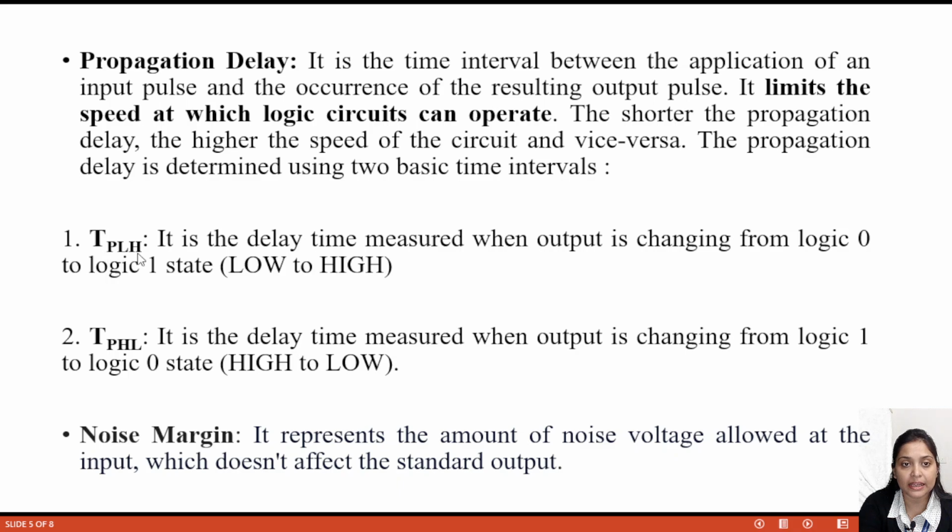Now there are 2 terms. TPLH is the delay time measured when the output is changing from logic 0 to logic 1, that means logic low to high. And TPHL is the delay time measured when the output is changing from logic 1 to logic 0, that means high to low. Now noise margin is another characteristic of the logic families. It represents the amount of noise voltage allowed at the input which doesn't affect the standard output.